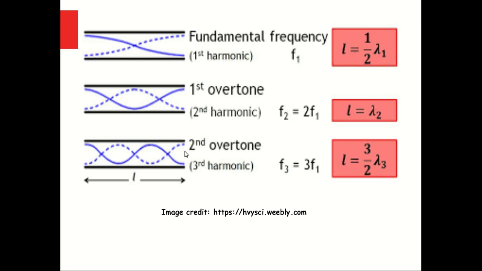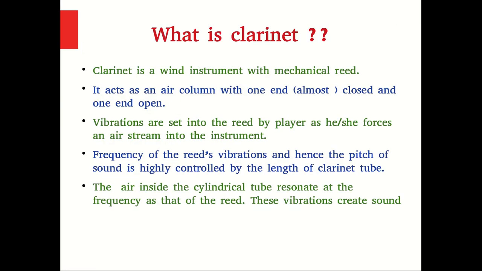So this is all about the working of the flute, which is a wind instrument open at both ends. Now let us consider the next wind instrument, which is closed at one end but open at the other end. That is the clarinet. So what is a clarinet? A clarinet is again a wind instrument, but unlike a flute, this clarinet has a mechanical reed.